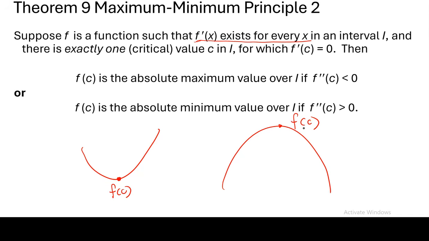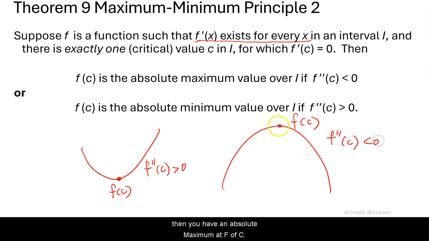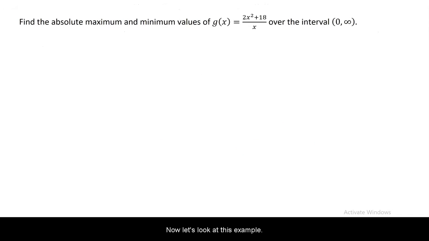So how do we decide? If the second derivative of f of c is positive, then you have an absolute minimum, and if the second derivative of f of c is less than 0, then you have an absolute maximum at f of c. Now let's look at this example. Find the absolute maximum and minimum values for this function g of x. Okay, we know first we need to find the derivative of this function. So g prime of x equals, if you go through the calculation, you get 2 minus 18 over x squared.